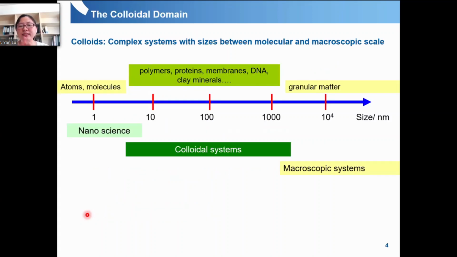So then we should also keep in mind, because I mentioned already, for the colloidal particle, the size can be around a few nanometers to a few micrometers. So then it means the colloidal particles do not only include the nanoparticle domain. Actually, they bridge the molecular level to the macroscopic level. So just keep in mind.